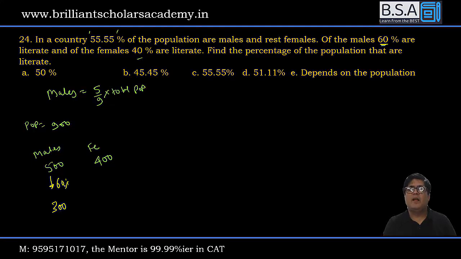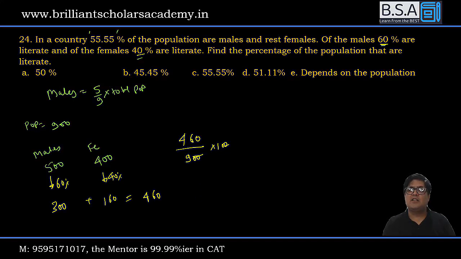300. How many females are literate? पढ़े लिखे females? 40%. What is 40% of this? 160. So how many educated literate people are there? 460. So 460 is how many percentage of 900? बस ये question पूछ रहे हैं आपसे. That is being asked. So this is cancelled.